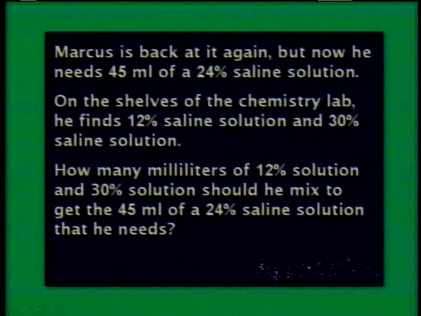So Marcus is back at it again. But now he needs 45 milliliters of a 24% saline solution. So of course he goes to the shelves of the chemistry lab and he only finds 12% solution and 30% solution. And he needs 24% solution. So the question is, how many milliliters of 12% solution and 30% solution should he mix together to get the 45 milliliters of 24% solution that he needs?